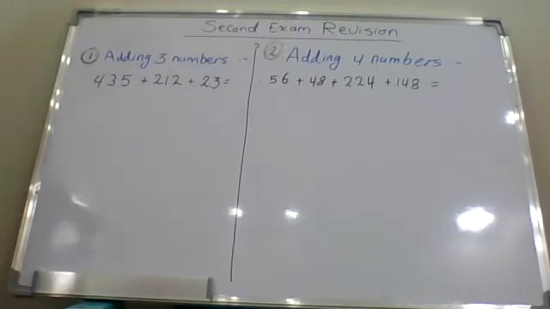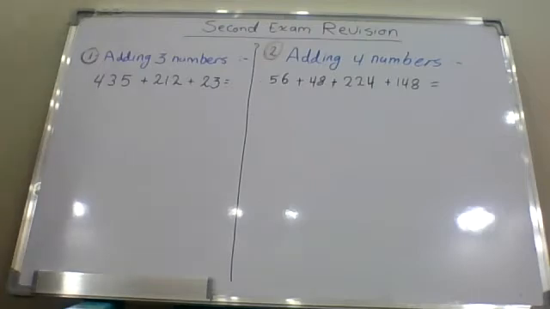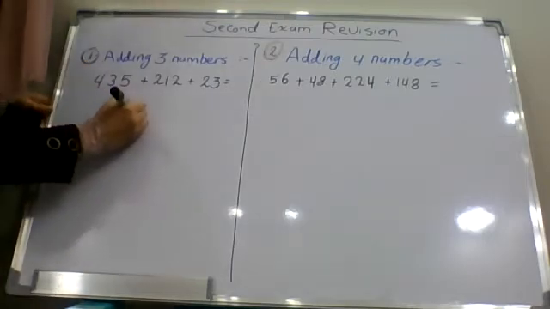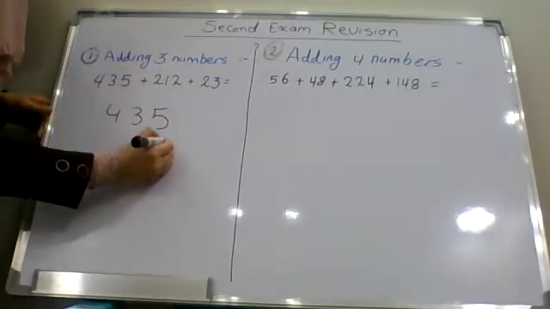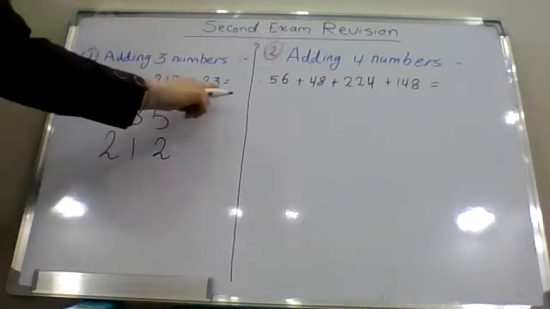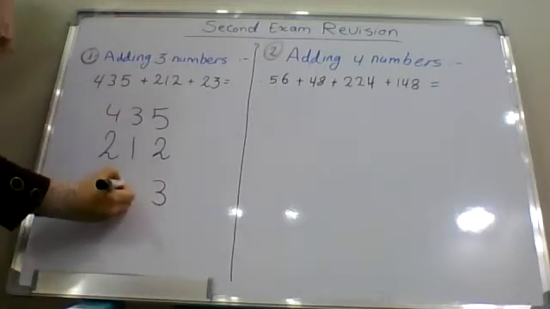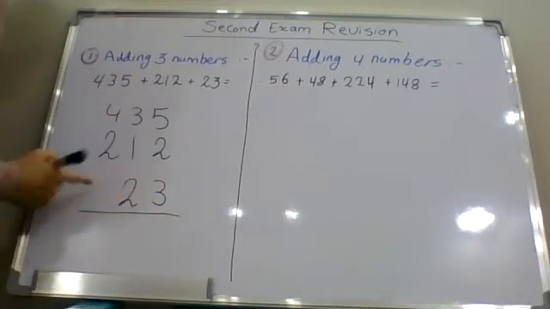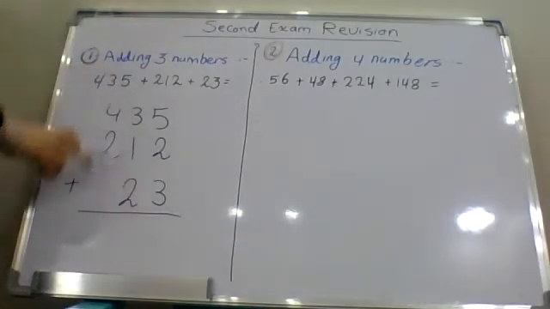Okay, so the first one, which is adding 3 numbers, I have here 435 plus 212 plus 23. We add all these numbers together. I always ask you to write them this way: 435, and you write 212, the ones under the ones, the tens under the tens, and the hundreds under the hundreds. Then you write 23, and we know that we start from the ones place, which is the 3. Then we write the 2 on the tens place, and we know that the hundreds place is empty. Now we add all the ones together, then the tens, then the hundreds.